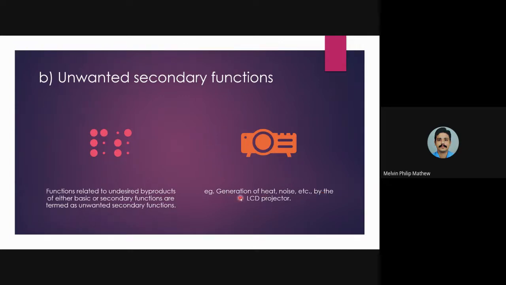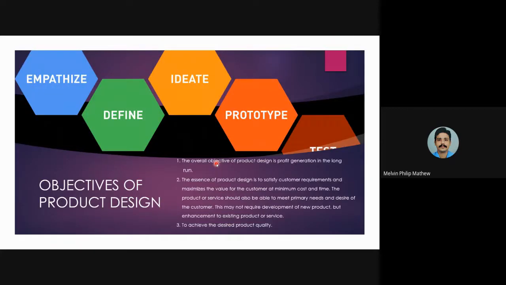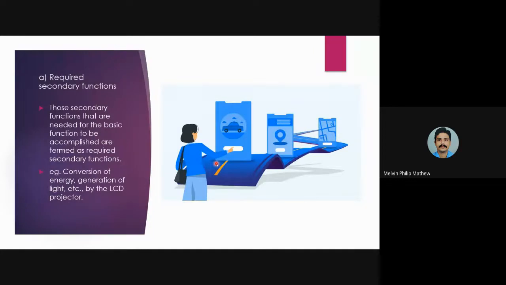So for longer periods of use, the LCD TV or the projector can generate heat and also maybe noise. Okay, this is an unwanted secondary function. These are inbuilt into the product and are byproducts. It can't be avoided, but these are unwanted secondary functions. Okay, so those are the functions of designing.